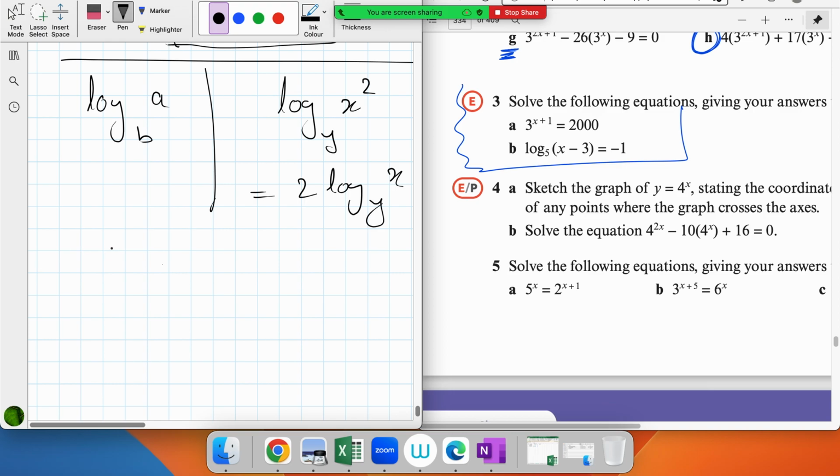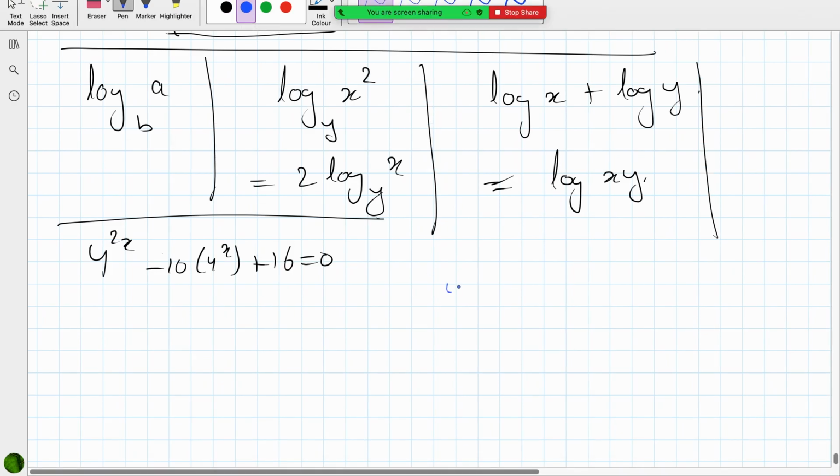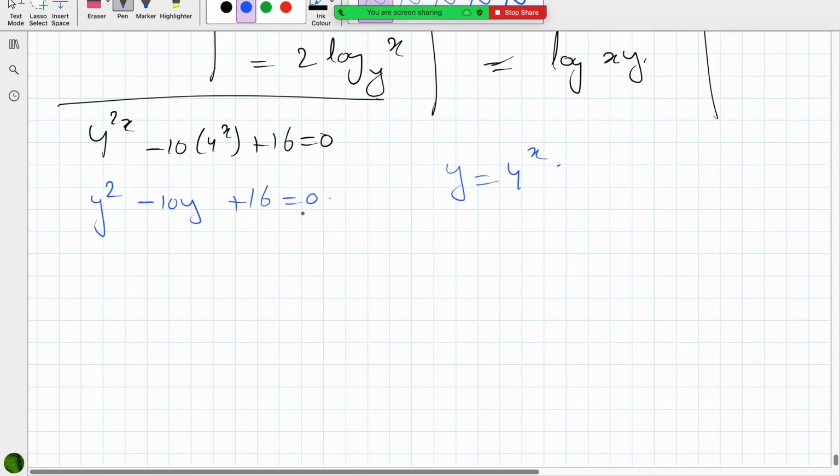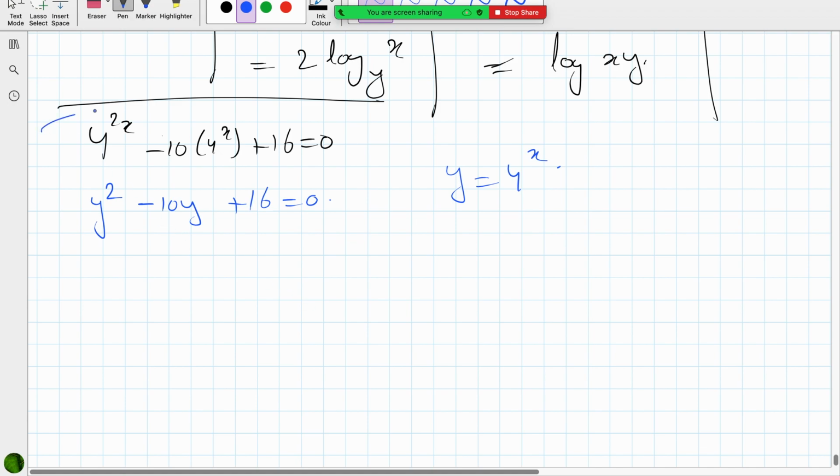Like you just did, 4 raised to the power 2x minus 10 into 4 raised to the power x plus 16 is equal to 0. Now without even reading this statement, you know you have to write y is equal to 4 raised to the power x, and we can write y square minus 10y plus 16 is equal to 0. Am I wrong? Without even reading the statement, this will click in your mind that you have to go for this.